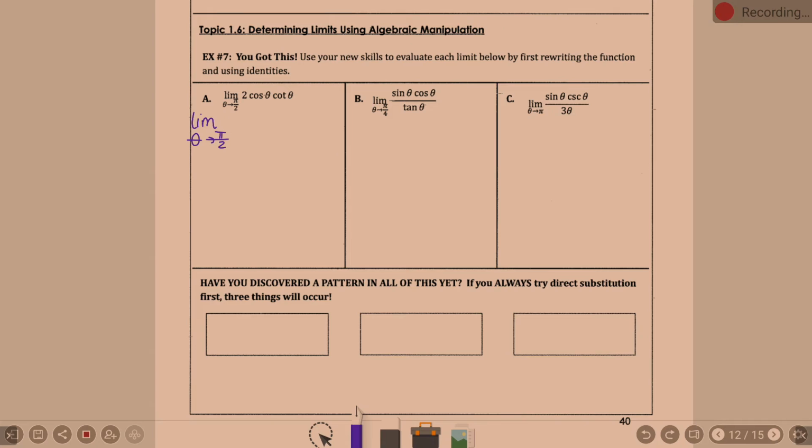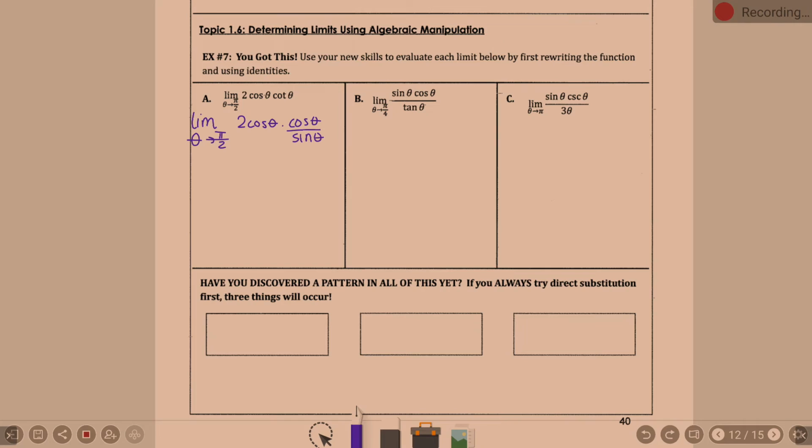What do we know here? Cotangent equals cosine over sine. Tangent, here's what my brain says: tangent is sine over cosine. So cotangent is cosine over sine. So now we've got 2 cosine theta times cosine theta over sine theta.